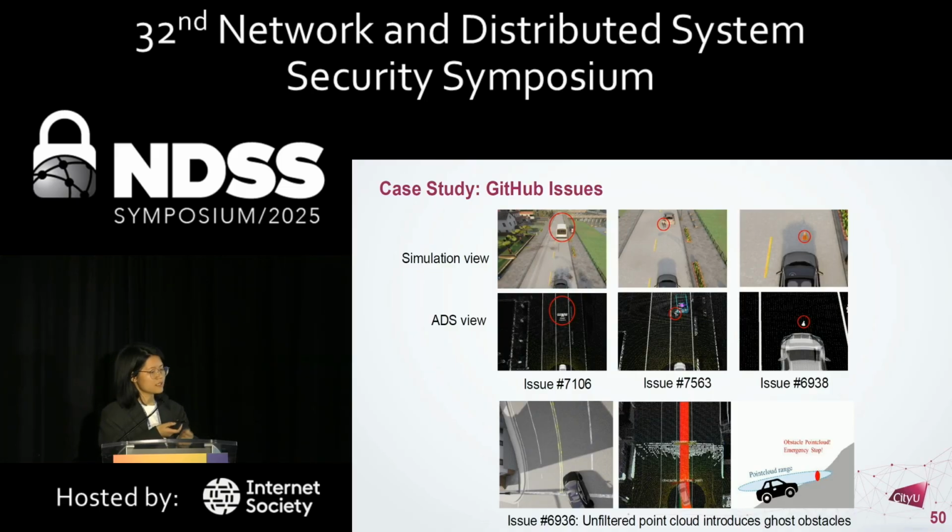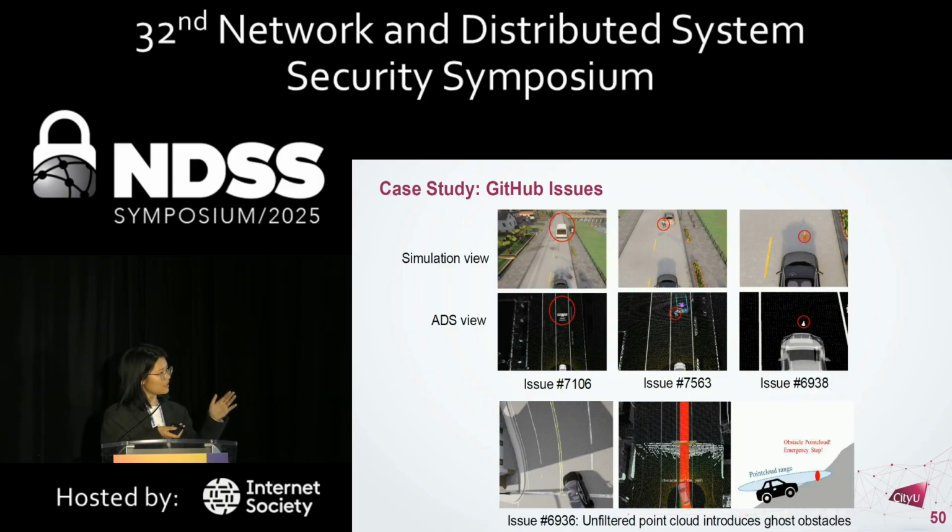The first line is the view from the simulator, and the bottom is the view from the autonomous driving system perception view. The first 3 cases are failures, such as misidentification of the truck or misdetection of the pedestrian. And our method can effectively identify the root causes, such as misdetection in the LiDAR center point module or a clustering error. And the last one is interesting.